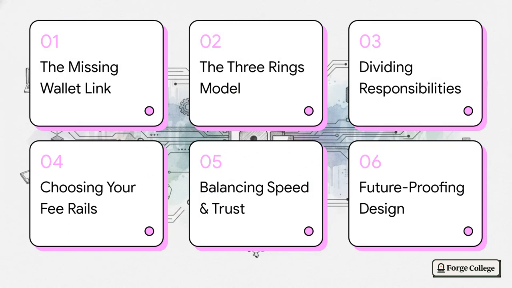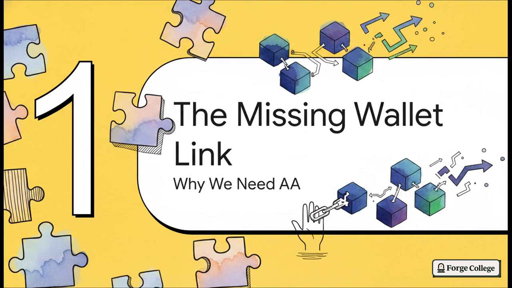Okay, let's dive right into this architectural roadmap. First up, we'll cover the missing wallet link, then move into the three rings model. After that, we'll look at dividing the responsibilities, choosing your fee rails, balancing speed and trust, and finally, future-proofing the design. So, Section 1, the missing wallet link, and exactly why we need account abstraction.